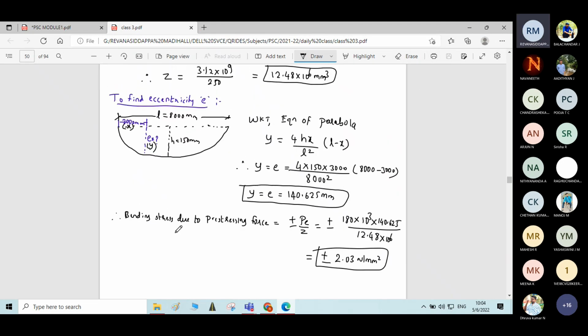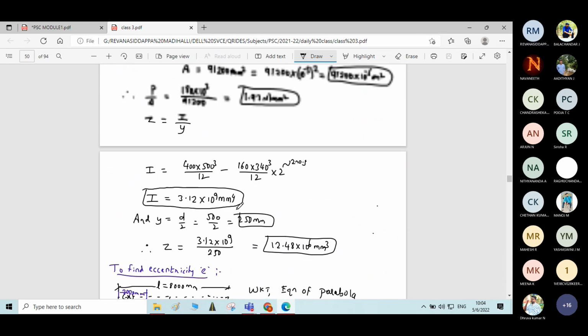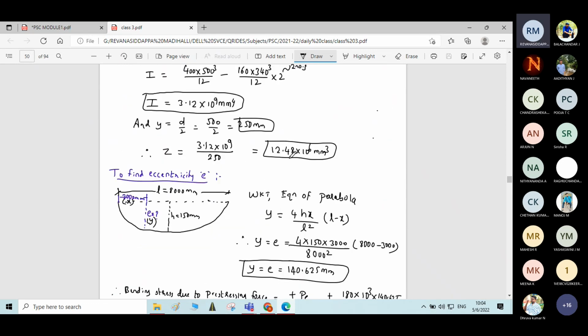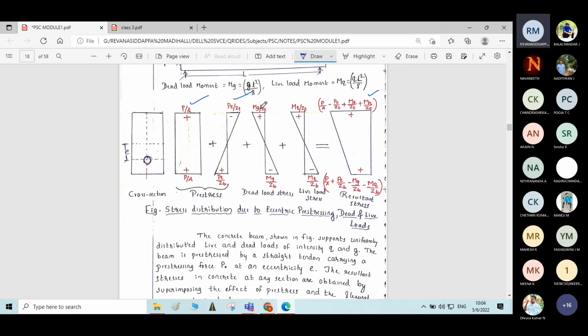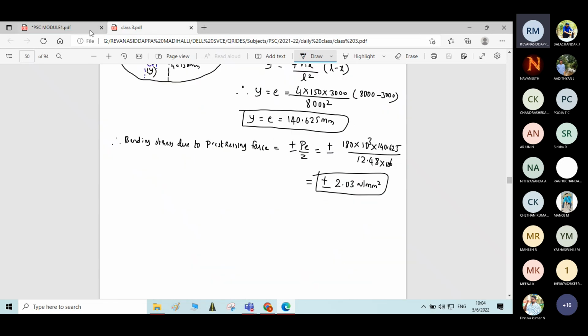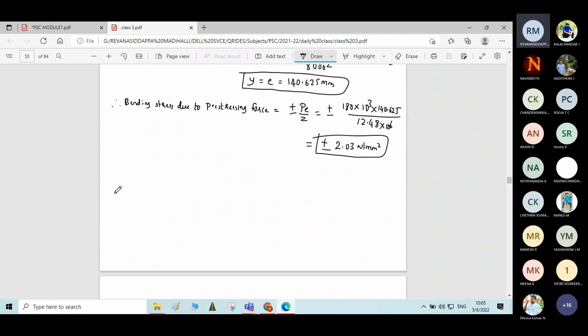Now we have calculated the direct stress due to prestressing force, P by A, and we have calculated the bending stress due to prestressing force, P by Z. What next? We have to calculate the bending stress due to dead load moment and the bending stress due to live load moment. Mg by Z and Mq by Z you need to calculate. Next, write bending stress due to dead load, that is Mg by Z.